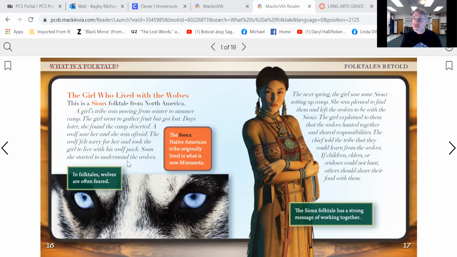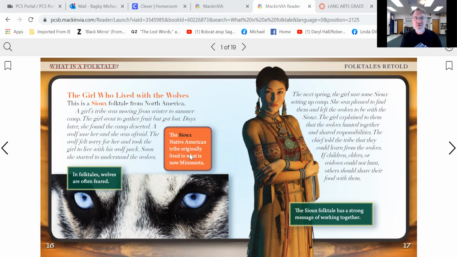Soon she started to understand the wolves. The next spring, the girl saw some Sioux setting up camp. She was pleased to find them and left the wolves to be with the Sioux. The girl explained to them that the wolves hunted together and shared responsibilities. The chief told the tribe that they could learn from the wolves. If children, elders, or widows could not hunt, others should share their food with them. So a delightful little folktale there.